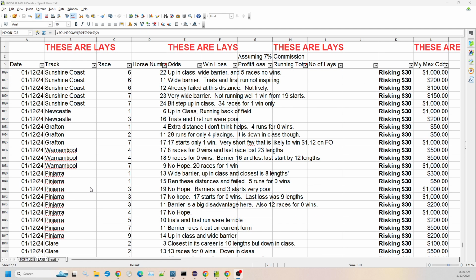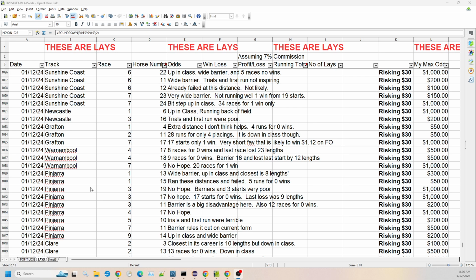Then we jump over to Warrnambool, where we have race 4, numbers 17 and 18. Number 17's had 8 races for 0 wins. The last race it lost by 23 lengths. I'm willing to go to 500. And number 18's had 9 races for 0 wins. It's in barrier 16, and it lost its last start by 12 lengths.